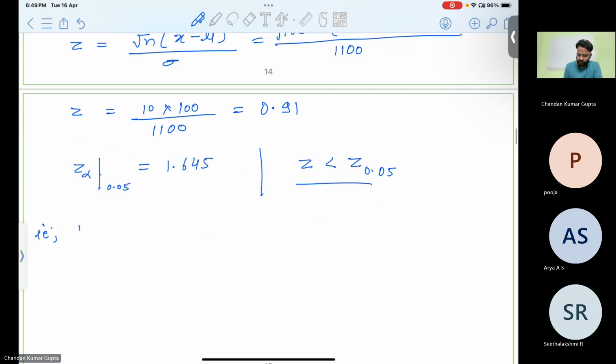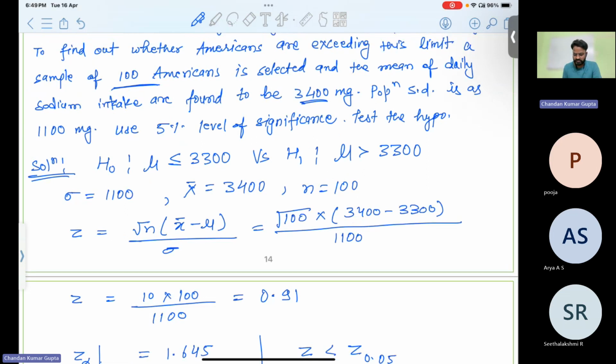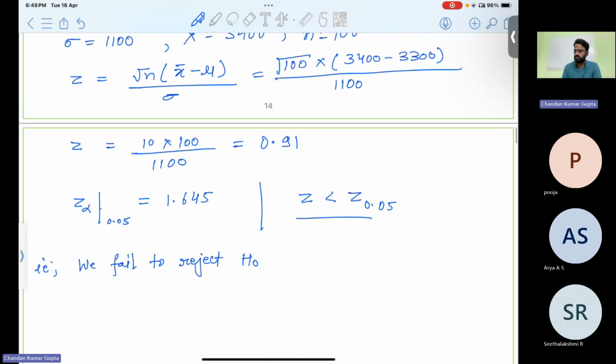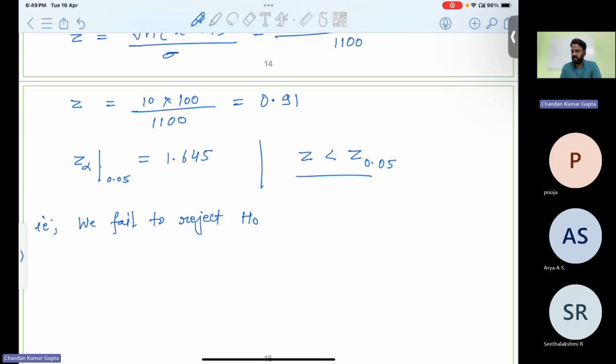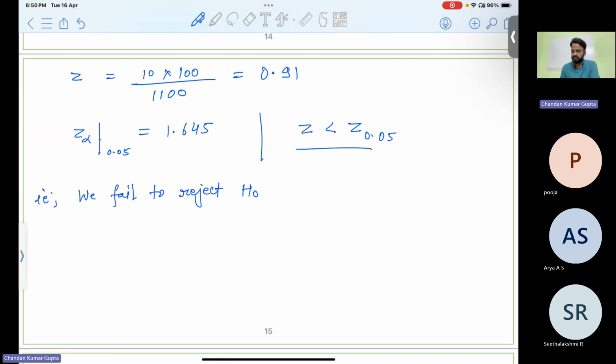So that means we fail to reject H naught. H naught says mu is less than or equal to this, and we are not able to justify otherwise. This means there is no evidence to indicate that the average daily sodium intake exceeds 3300. That is, there is not enough evidence, so we fail to reject the null hypothesis H naught.